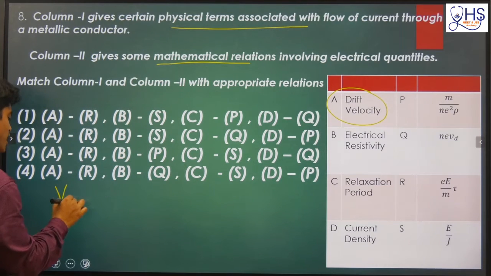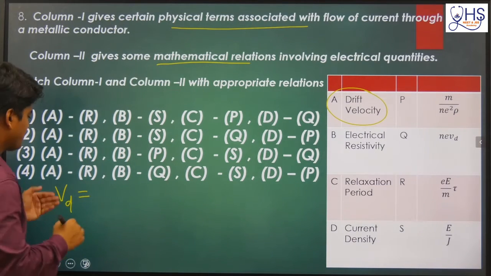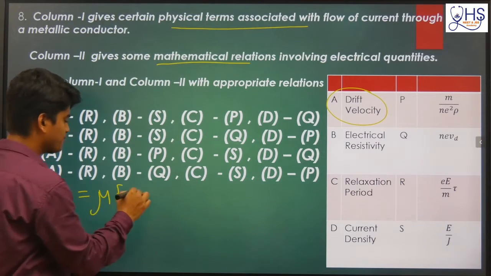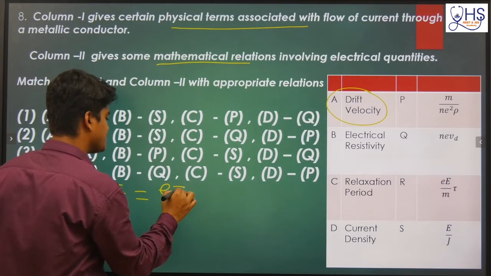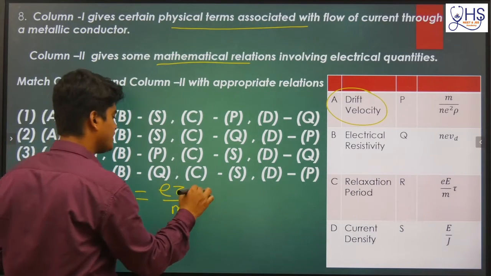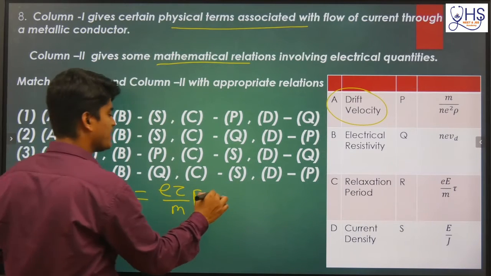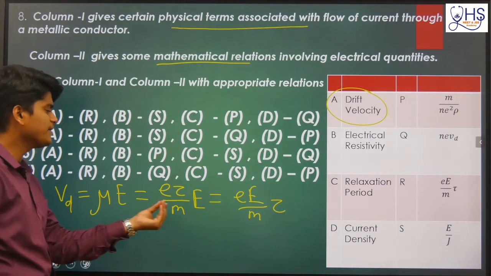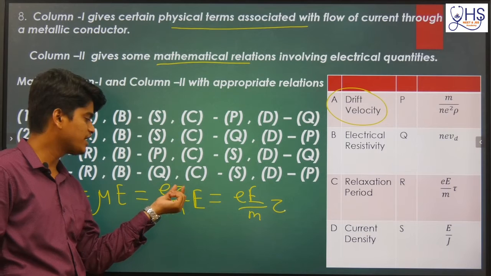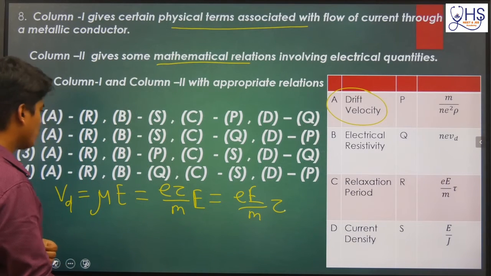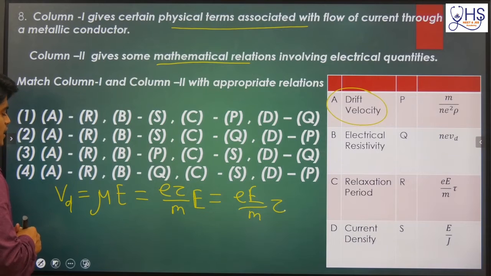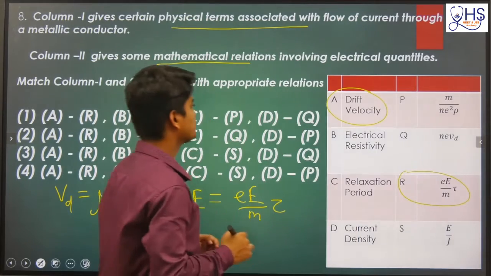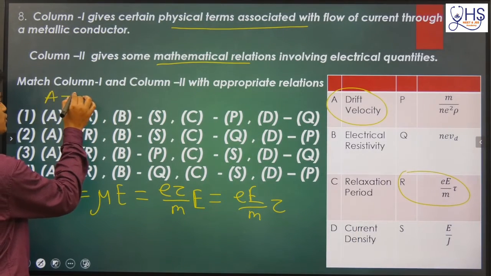It is a formula based question, so I will remember the drift velocity formula. Drift velocity is nothing but mu times E, the electric field, where mu is called the mobility of the charge carrier, and this mu can be written as e tau by m. If I rearrange this, it will be e by m into tau. So in this mobility formula, e is the electronic charge, tau is the relaxation time, and m is the mass. I think this matches with option R, so A is exactly matching with option R.